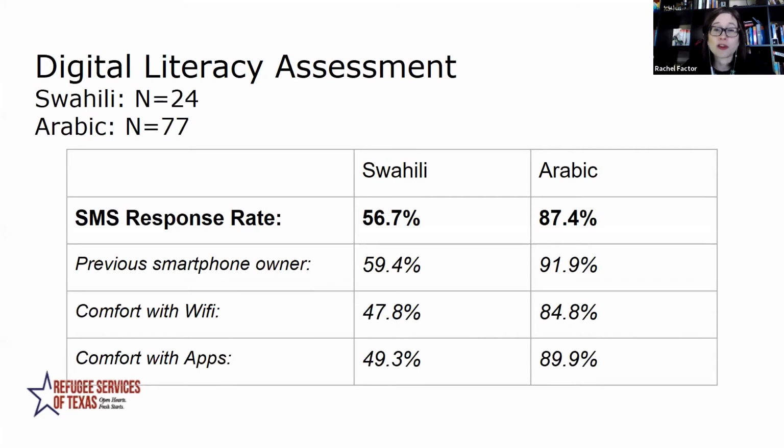Now, we knew from a previous assessment what their general digital literacy was. And so we had surveyed 24 of the Swahili speakers and 77 of the Arabic speakers. And in that survey, we found that their previous smartphone ownership was about 59%, comfort with Wi-Fi and apps are all hovering around that 50%, which really correlates to this number here. And similar with Arabic, they reported a bit more comfort using technology, and we see that with their response rate as well. So if your population has a lower digital literacy, if they have lower comfort with technology, they may need more support with SMS, or you may need to choose a different type of mode.